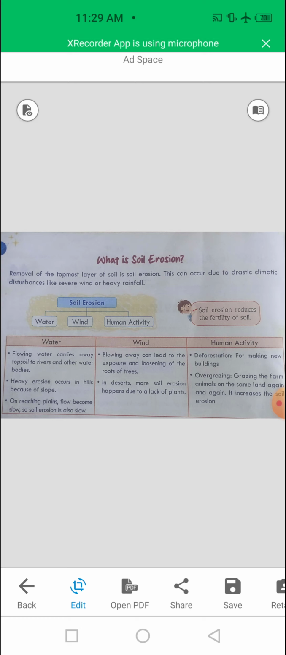Human activity is also a cause: deforestation. For making new buildings, humans started cutting down the trees, and the cutting down of trees is known as deforestation. Overgrazing: grazing the farm animals on the same land again and again increases soil erosion. So these were the factors that can cause soil erosion.